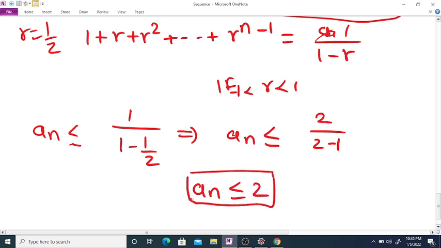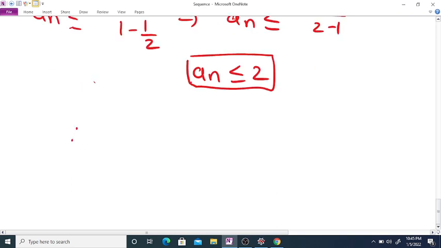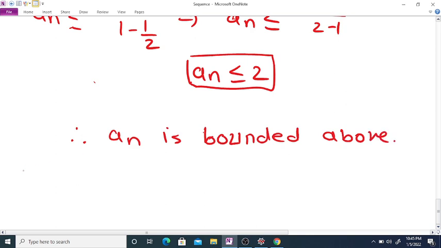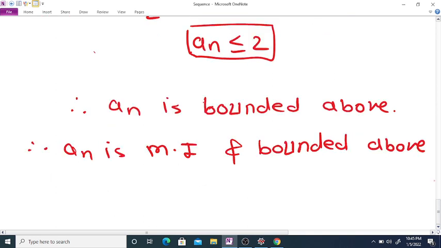From this we can say that the given sequence an is bounded above, since it has an upper bound. Therefore, since an is a monotonically increasing sequence and bounded above, an is a convergent sequence.